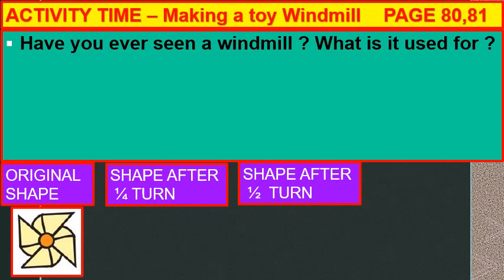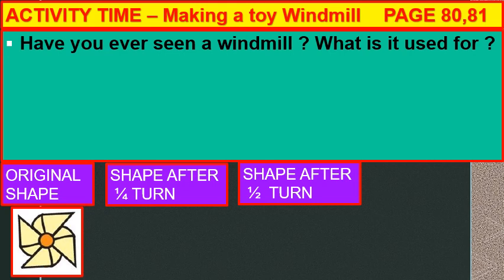Activity time, making a toy windmill. Page 80 and 81. Children, have you ever seen a windmill? See the steps given in your textbook for making a windmill. Finally, we get a windmill shown below in the figure.